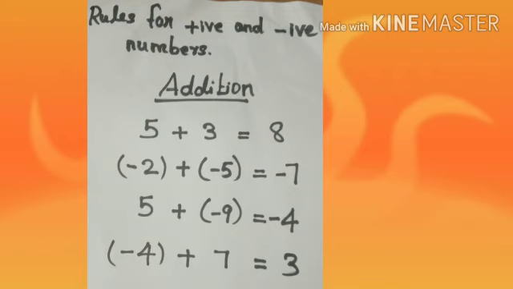So if we add two positive numbers, we will get the result positive. If we add two negative numbers, the result will be negative. If one positive and one negative number are added, the procedure is to take the difference of the numbers and then put the greater number's sign. This is the rule for addition.